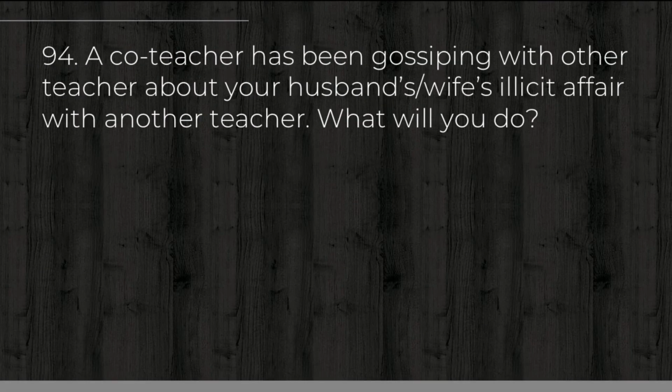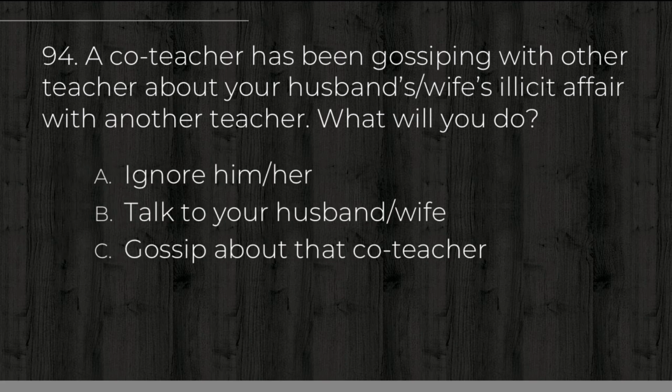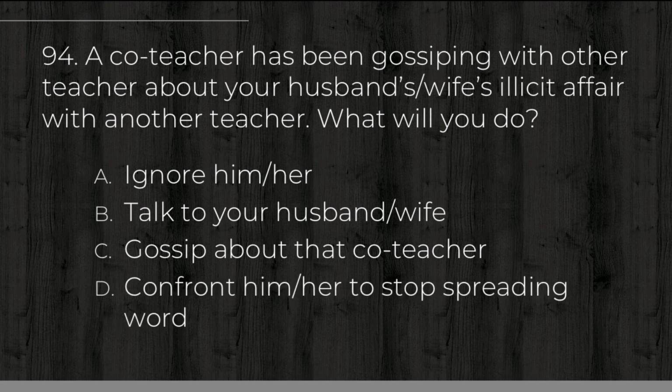Number 94, a co-teacher has been gossiping with other teacher about your husband's or wife's illicit affair with another teacher. What will you do? Letter A, ignore him or her. B, talk to your husband or wife. C, gossip about that co-teacher. And letter D, confront him or her to stop spreading word. So your answer should be letter D. Diba? Kaya mo ba yan? Confrontation.